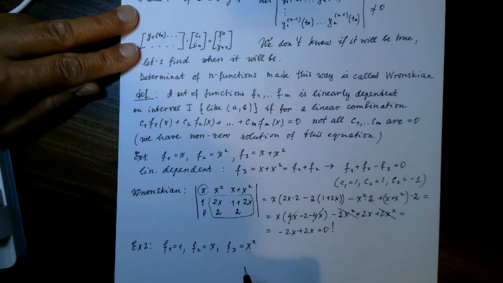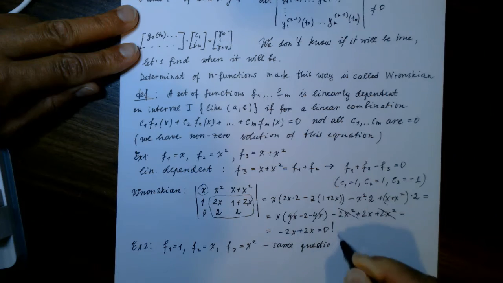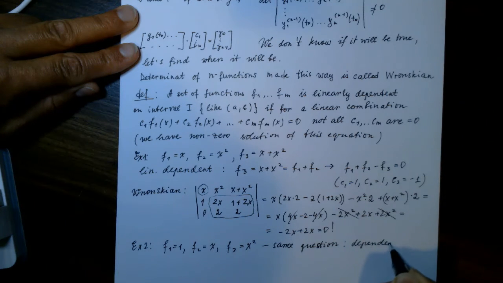So we can start making a connection. The system is linearly dependent and the determinant is equal to 0. Now let's consider a different system. The first function is 1, the second function is x, and the third function is x squared. And the same question: is the system dependent or independent?